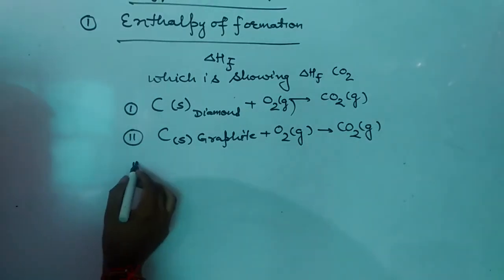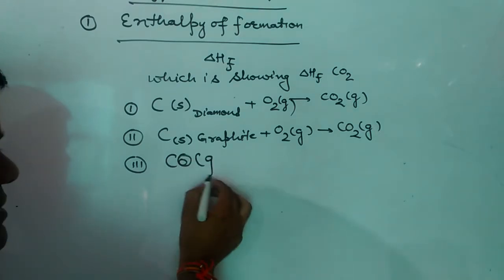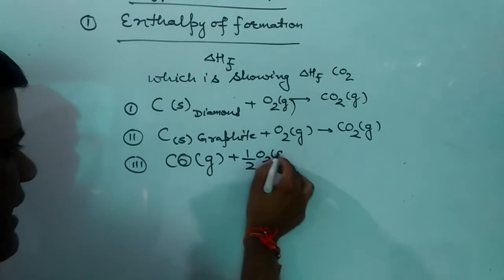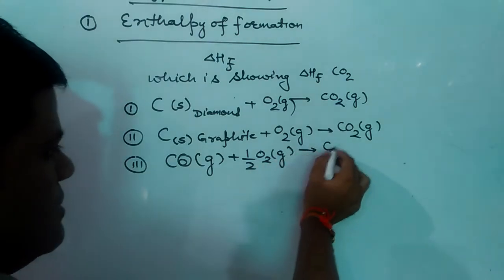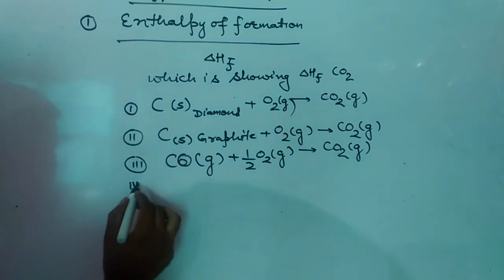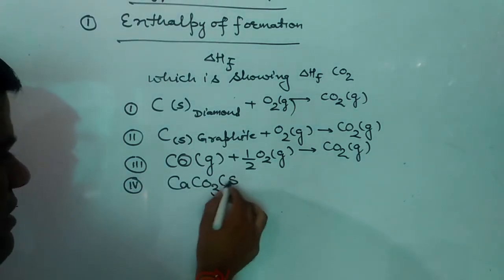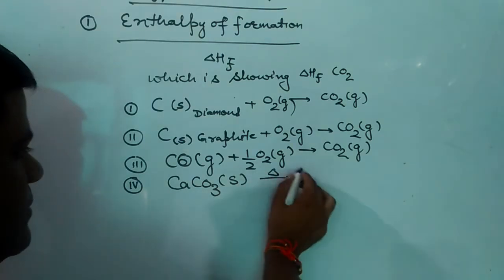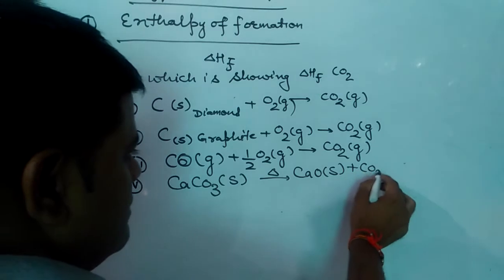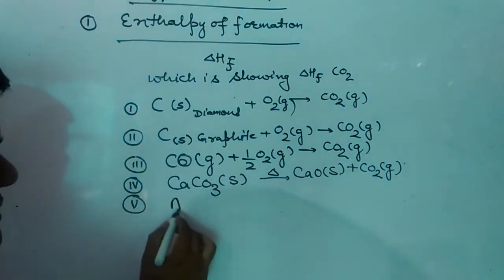Third option is carbon monoxide gas plus half of O2 gas gives CO2 gas. Fourth option is limestone solid on thermal decomposition gives calcium oxide solid plus CO2 gas. And fifth option is all of these.